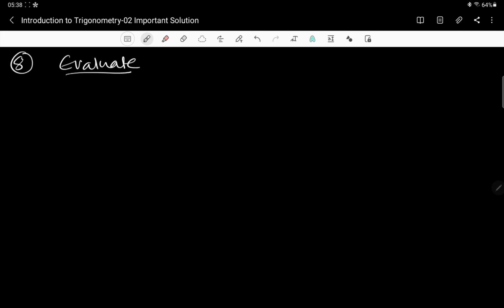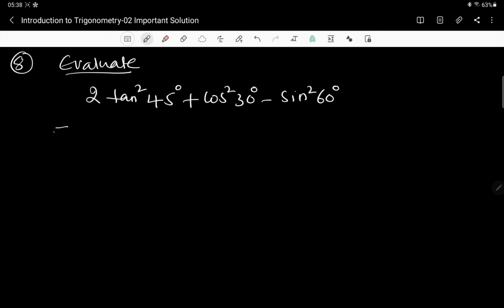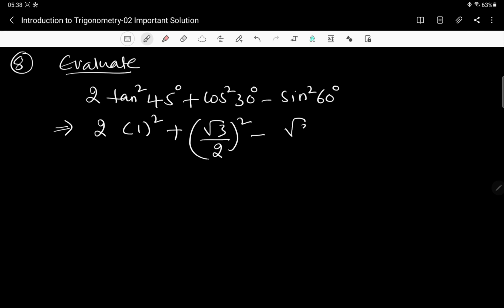Evaluate 2 tan square 45 degree plus cos square 30 degree, then minus sine square 60 degree. All right, it's all about remembrance. If you remember the values, you are able to do that. 2 into tan 45, which is 1, that is 1 square, plus cos 30, which is root 3 by 2, so root 3 by 2 whole square, minus sine 60, again root 3 by 2, root 3 by 2 whole square.